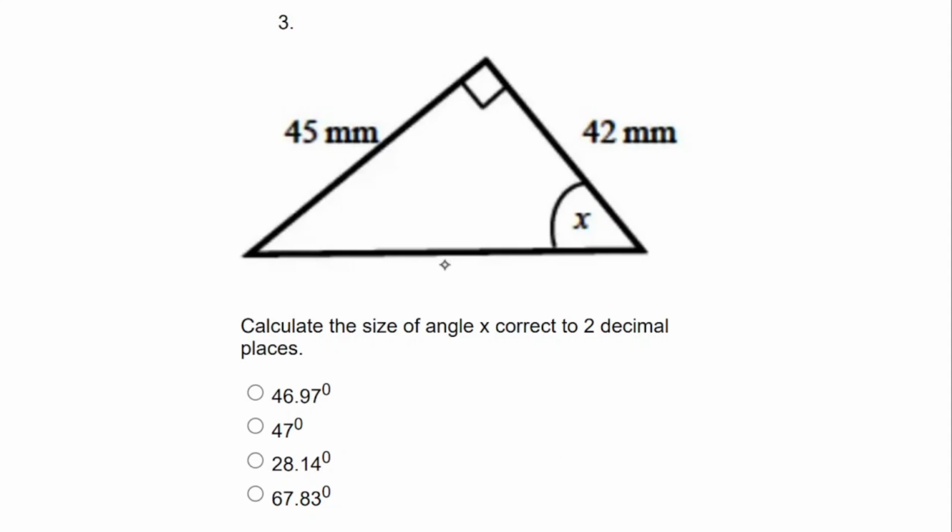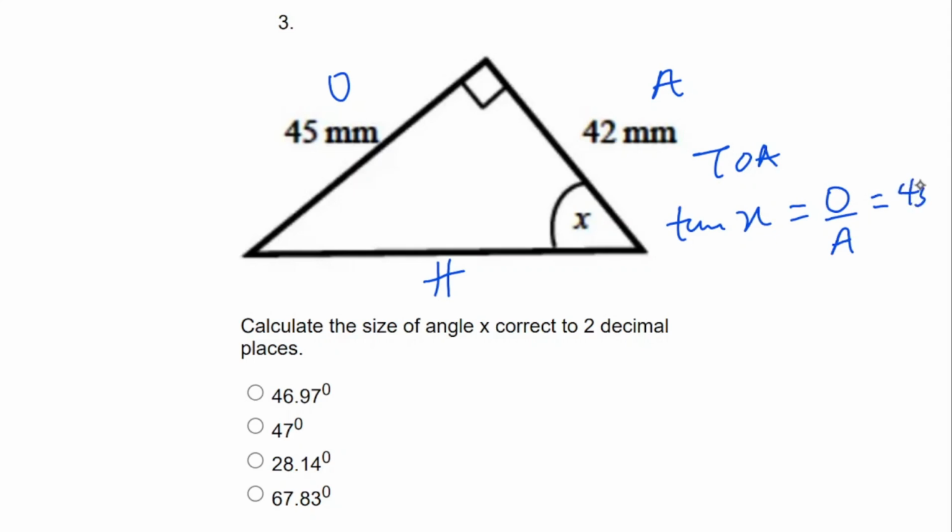This is the hypotenuse here, this is the opposite, and this is the adjacent. So we have OA, and OA is what is under TOA, which means we are making use of TOA. That is going to be tan x equals opposite over adjacent. And what is the opposite in this case? The opposite is 45 mm, and the adjacent is 42.